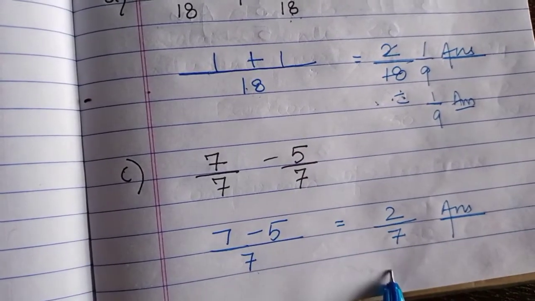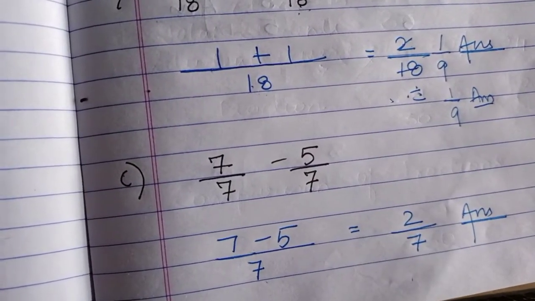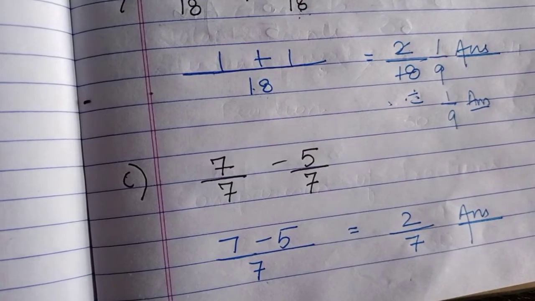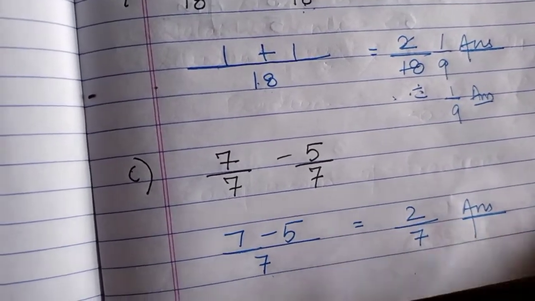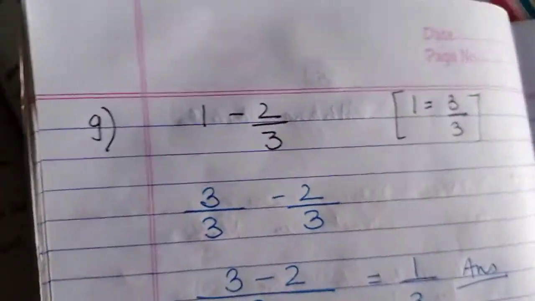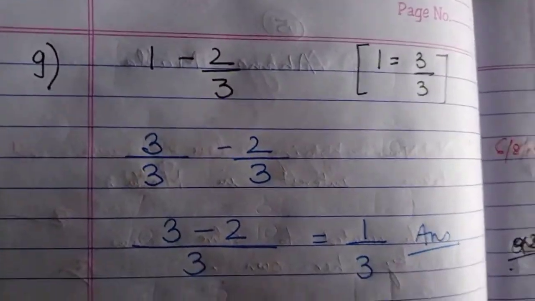Here 2 and 7 both are prime numbers. They are not divisible by any common number. They don't have any common factor. So this will be your answer. Let's move ahead with another part of the same question too, that is G.